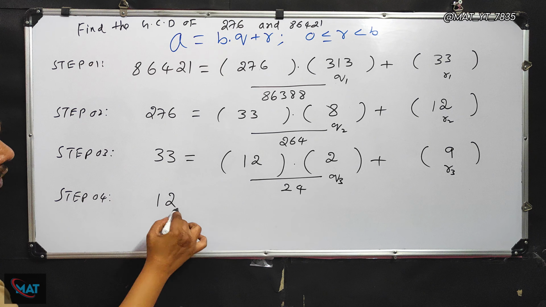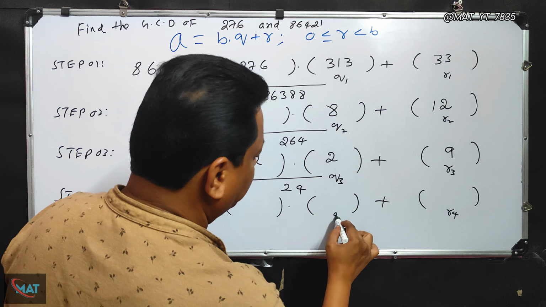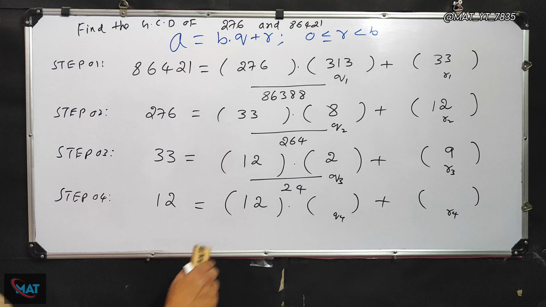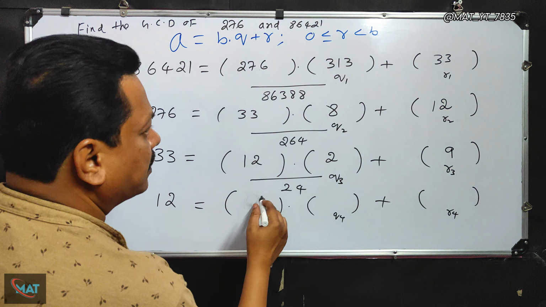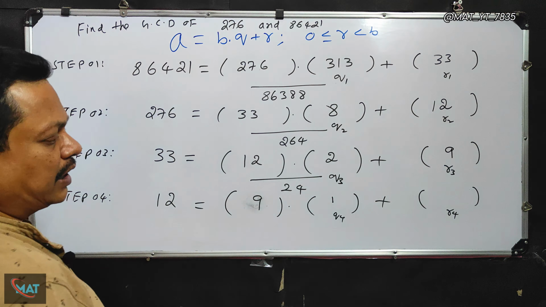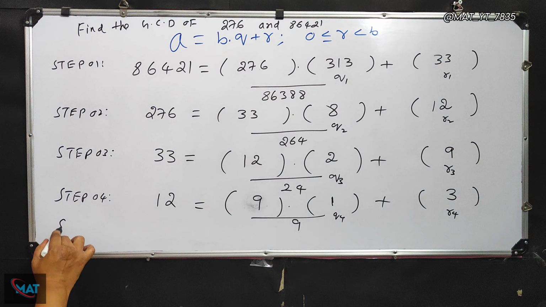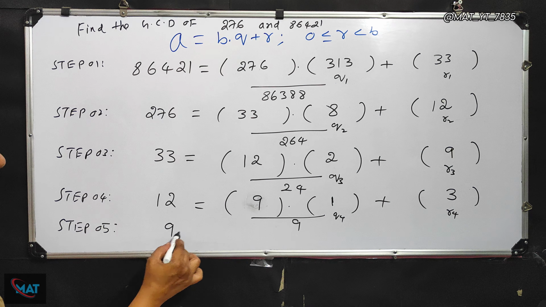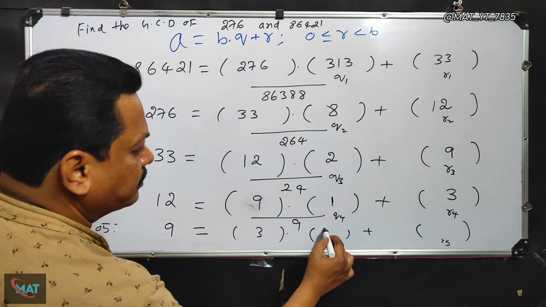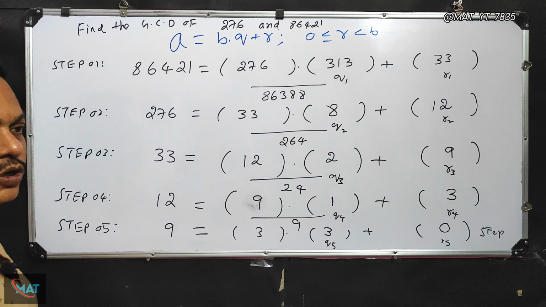Step 4, still it goes on. Here 12, the number before Q3, R4, Q4. Here in place of this we get 9. Obviously only one time. 9 ones are 9. 12 minus 9 is 3, the remainder. Step 5. Here 9. Here we get 3. It is R5, Q5. 3 times will go exactly. Remainder 0. Stop. Once you get remainder 0, stop.